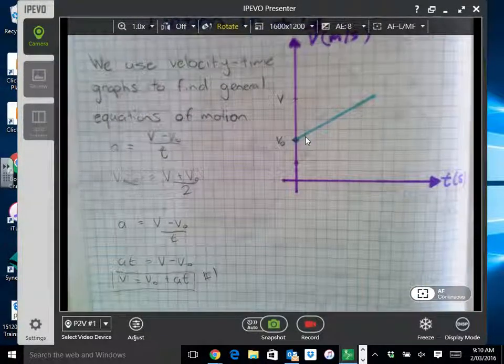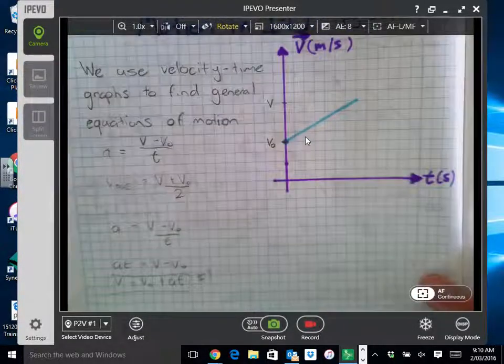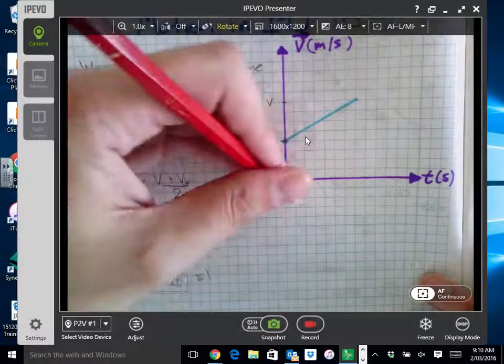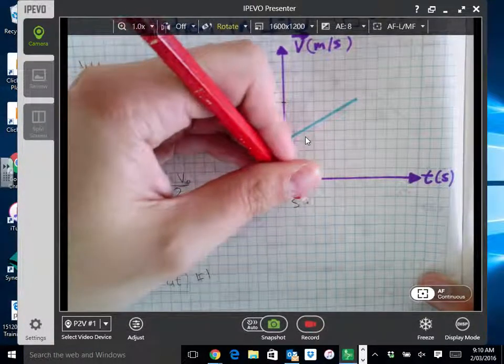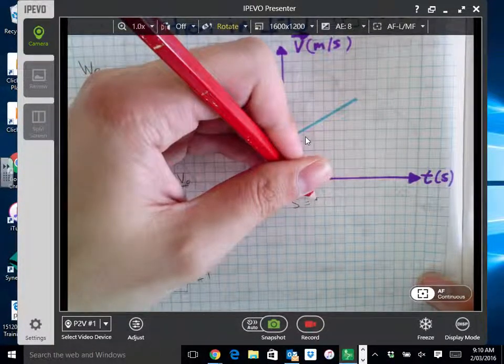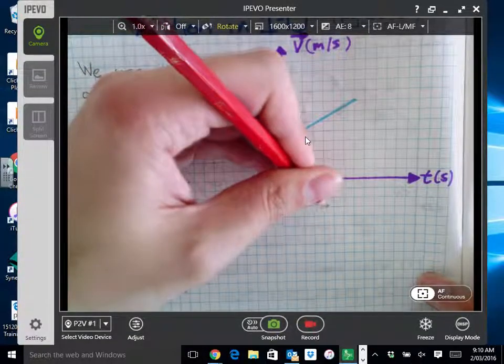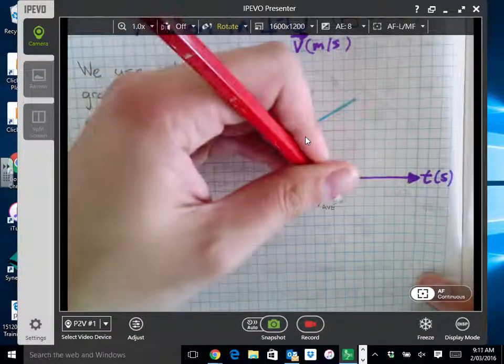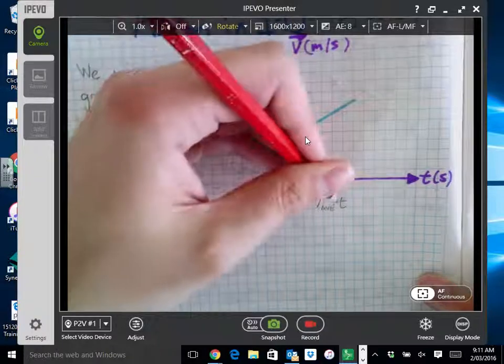All right. Now, equation number 2 comes from your good old distance equals speed times time. But what we're going to do is we're going to call it average velocity times time.